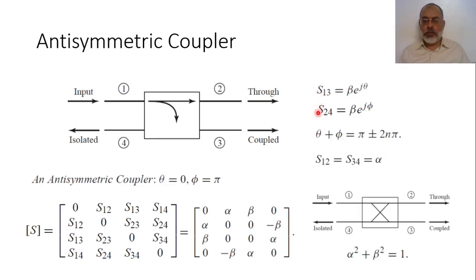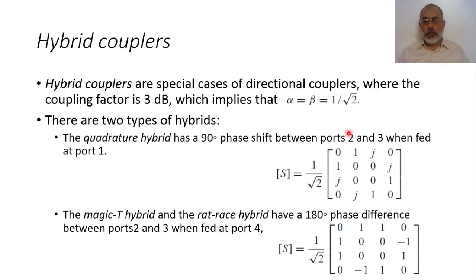Actually, the symmetric coupler and antisymmetric coupler are two special conditions of the general coupler. For the general coupler, theta plus phi equals pi, so we have any option for theta and any option for phi. But the special cases are the symmetric and antisymmetric couplers. For these two special cases, we have another special case.